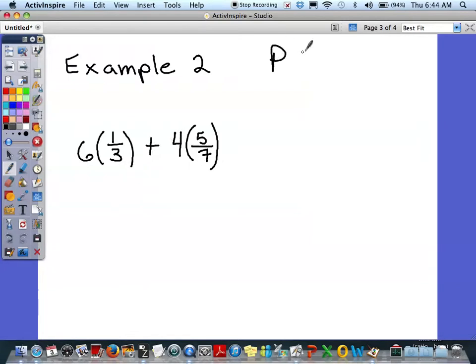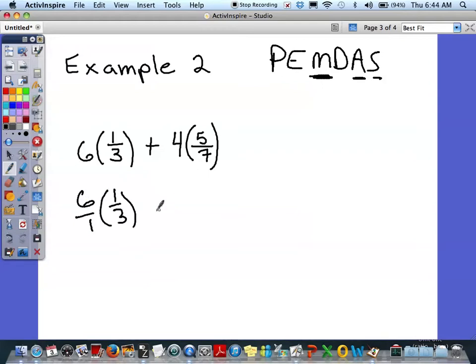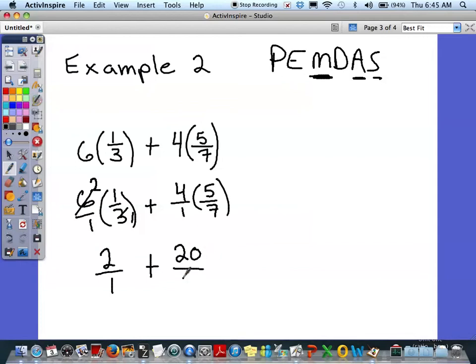Well, we have to follow PEMDAS. And PEMDAS tells us that multiplication comes before addition or subtraction. So because of that, I'm going to do my multiplication first. So I'm going to rewrite these as fractions so I can do them a little bit easier. And then I'm going to do my multiplication. I'm going to cross factor out a 3 here. So I get 2 times 1 in the numerator and 1 times 1 in the denominator plus. Nothing I can cross factor here, so I just have to write the fraction, 20 over 7.